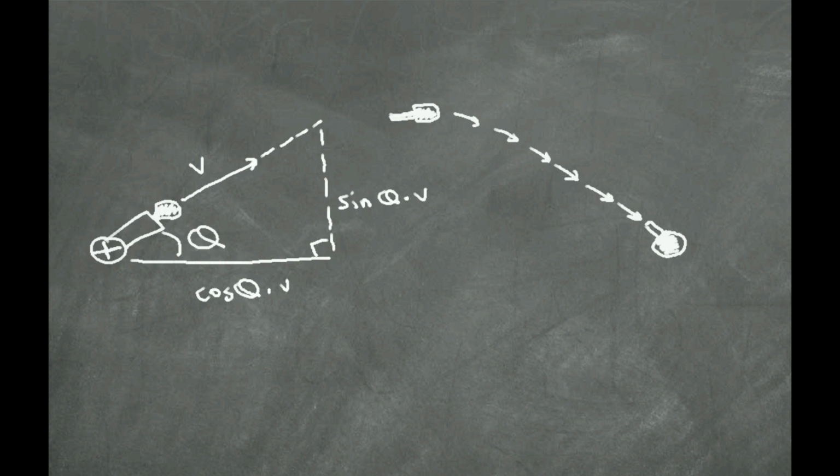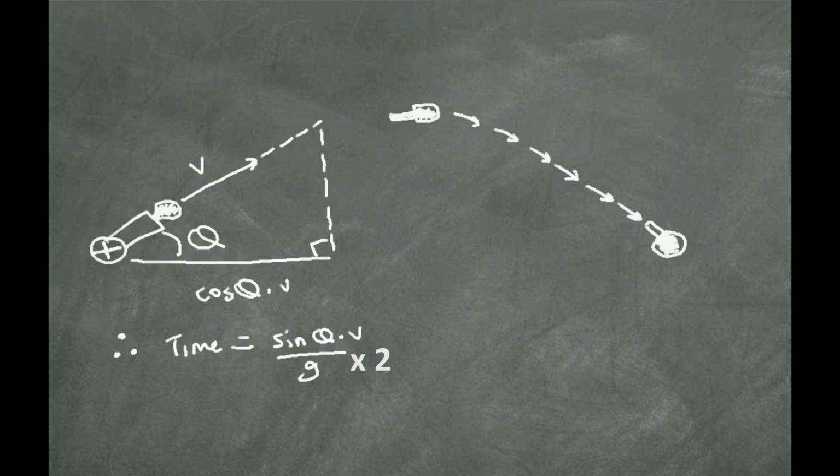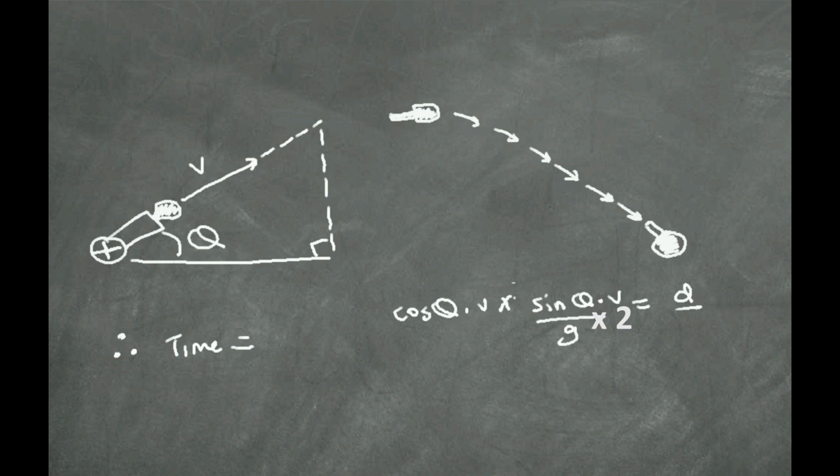So, the time taken to travel across the floor would be the time taken to rise and then fall. That would be the vertical speed divided by acceleration due to gravity, because gravity is pulling it down, times 2, because it has to go up and then come back down. Next, we found the horizontal distance. Knowing that speed is equal to distance by time, distance would be speed times time, which would be cosine theta times v times 2 times sine theta times v divided by g, which we got earlier.